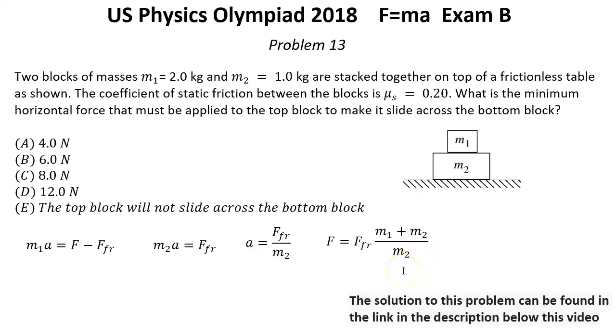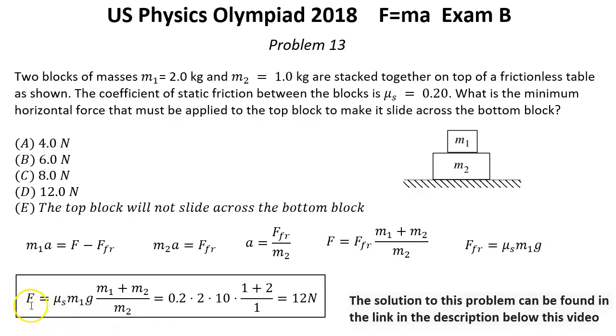But the maximum possible force of friction equals mu static multiplied by m1g. So when we put this into this expression, we have force F equal to this expression, and when we put in numbers, we have 12 newtons, which is answer D, and this is a solution for problem number 13.